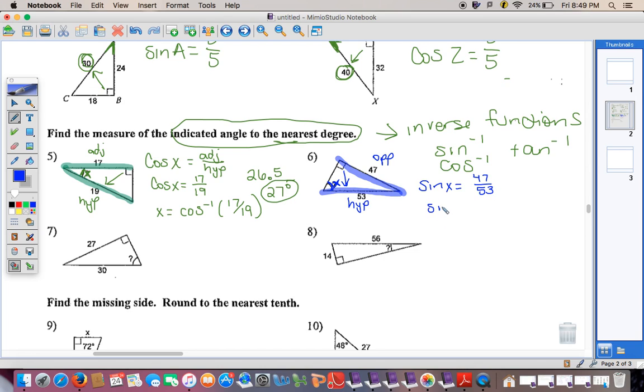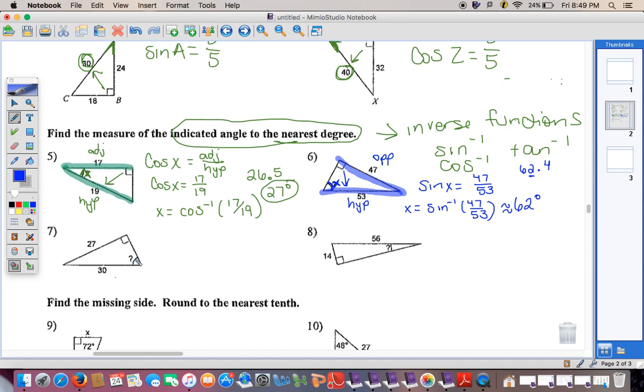So the inverse sine of 47 over 53 is equal to x, which is 62.47, which would simply be approximately 62 degrees, because with it being 62.4, we're not rounding this number up to a 3, we leave it. So it's 62 degrees.